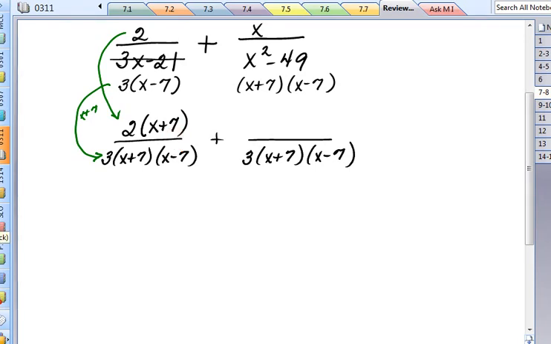In the other fraction, compare the old to the new. What's the change? What's the new factor? 3. So multiply the top times 3, and you get 3x.